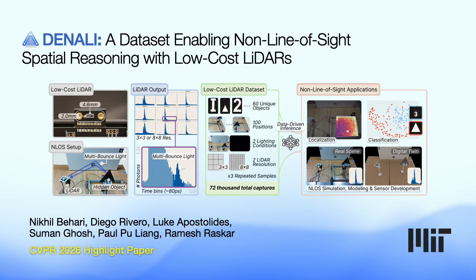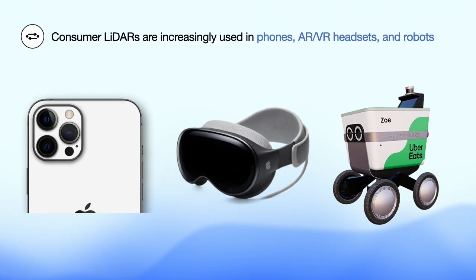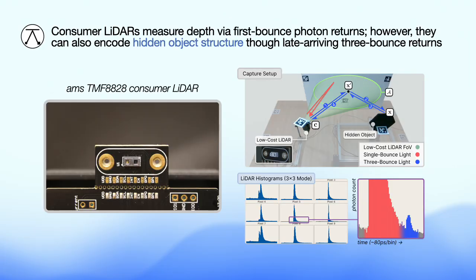We present DENALI, a dataset enabling non-line-of-sight spatial reasoning with low-cost LiDARs. Consumer LiDARs are becoming increasingly ubiquitous in consumer electronics, including mobile phones, AR/VR headsets, and in robotics. Consumer LiDARs like the AMS TMF8828 LiDAR on the left used in this project are used to measure depth.